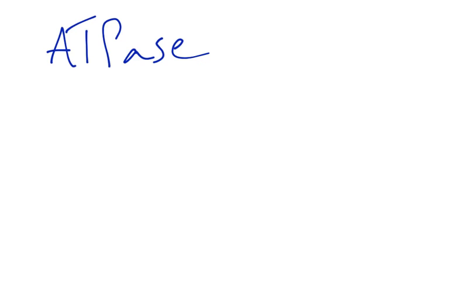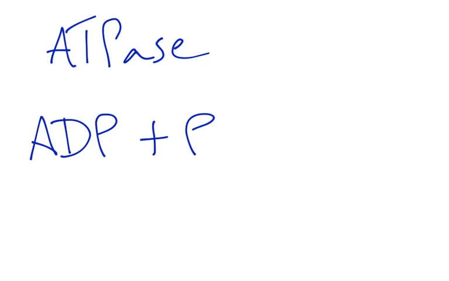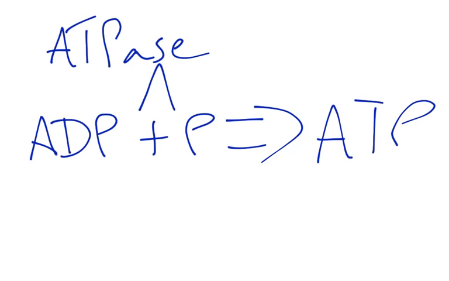And what happens is you have an ADP sitting there and you have a phosphate sitting there, and this enzyme comes in and makes ATP. It reattaches the phosphate back to ADP and makes ATP. And this is going to happen 32 times in the electron transport chain for one glucose molecule.